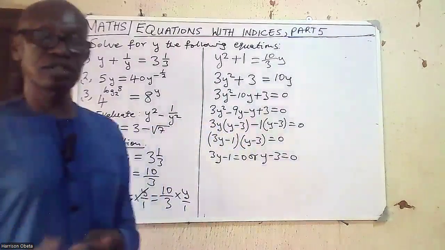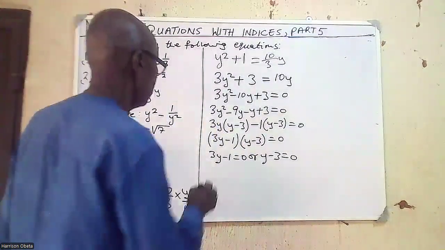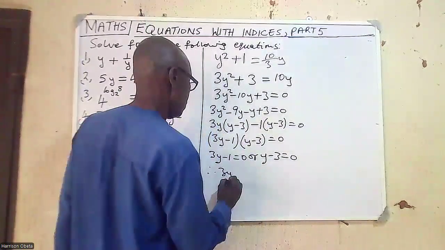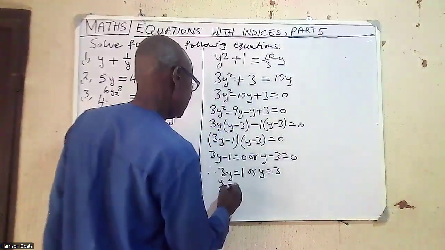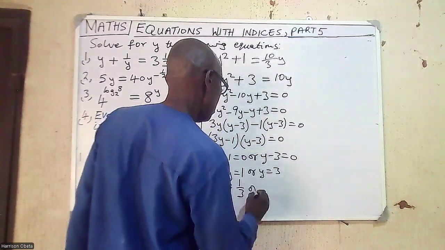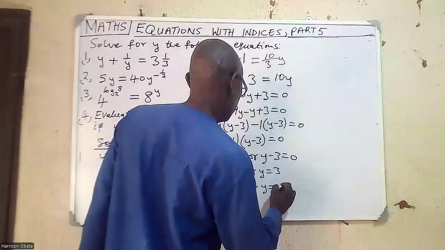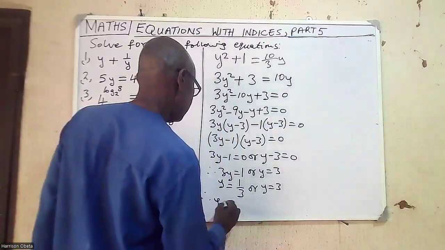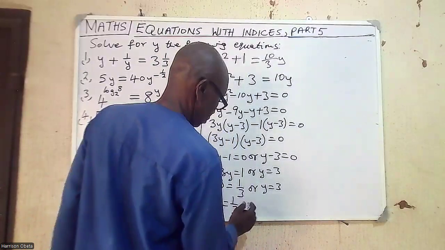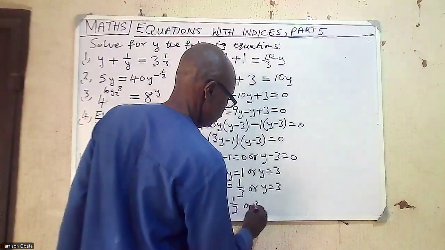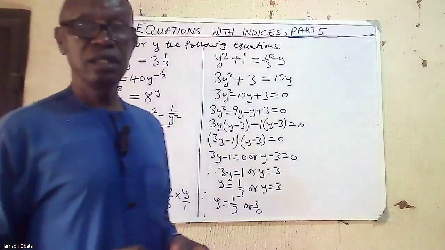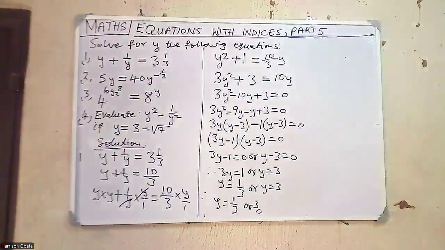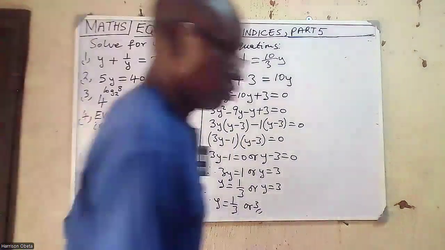So we are now going towards finding the values of y. Therefore, 3y is 1, or y equal to 3. y is either 1 over 3 or y equal to 3. Therefore, y is either 1 over 3 or 3. That's the answer, the values of y. So we have succeeded in getting the values of y, and that is how to handle that question. So we are going over to number 2.